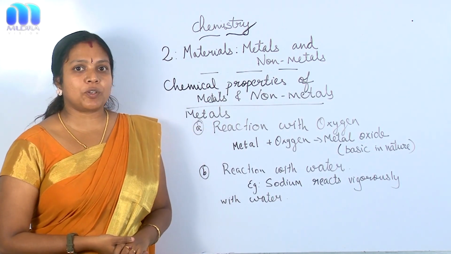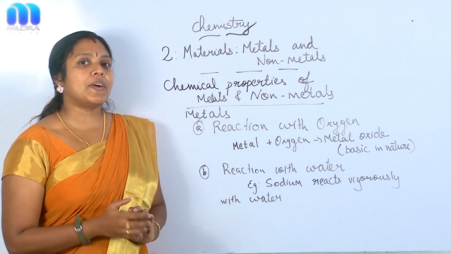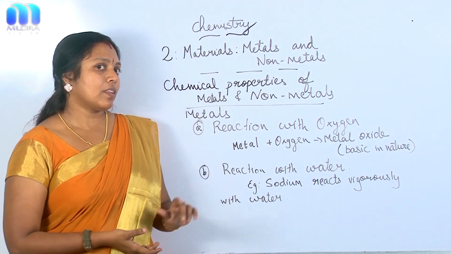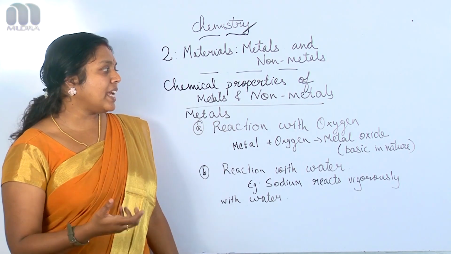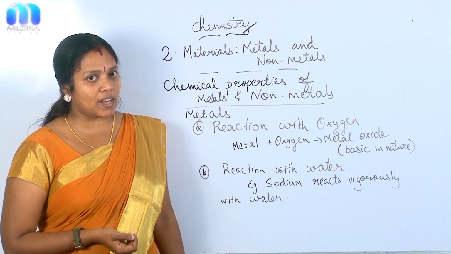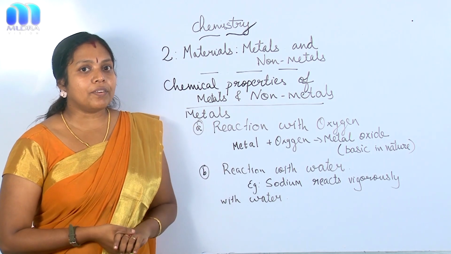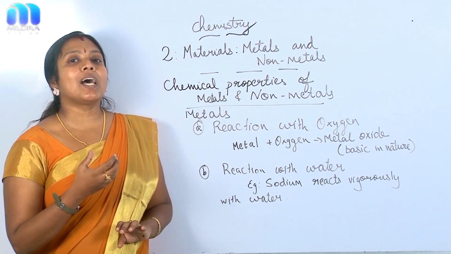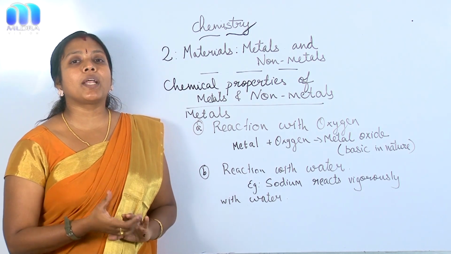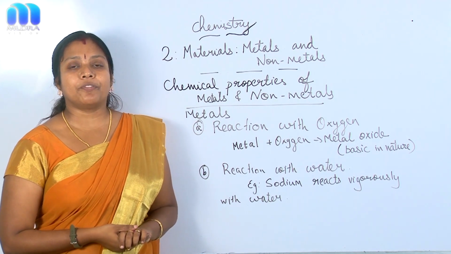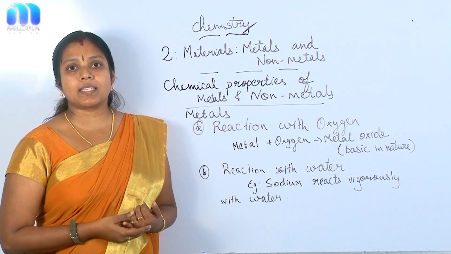Physical properties of metals and non-metals we studied. Next is about the chemical properties of metals and non-metals. First one, chemical properties of metals. We are going to see what happens when metals react with oxygen. First one, reaction of metals with oxygen. When metals react with oxygen, metal oxides are formed. When metals react with oxygen, the product obtained is metal oxide. For example, iron. When iron reacts with oxygen, the product obtained is iron oxide.